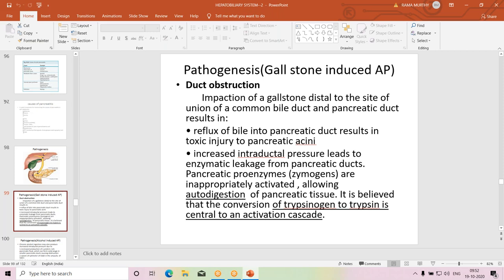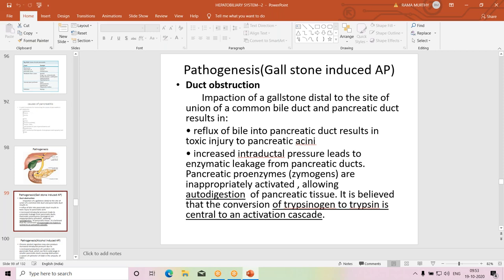So the major causes of acute pancreatitis are, one, association with gallstones, and two, association with alcohol, chronic alcoholism. So we will discuss these two, how they produce acute pancreatitis. The impaction of a gallstone distal to the site of union of the common bile duct and pancreatic duct results in reflux of bile into the pancreatic duct, resulting in toxic injury to the pancreatic acini.